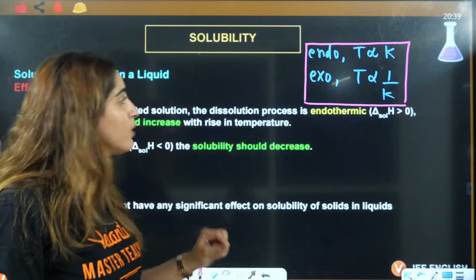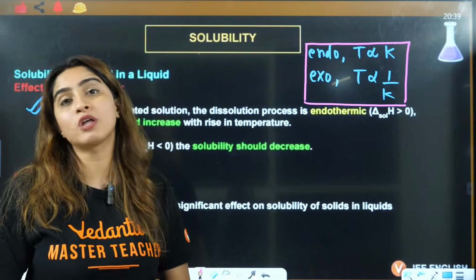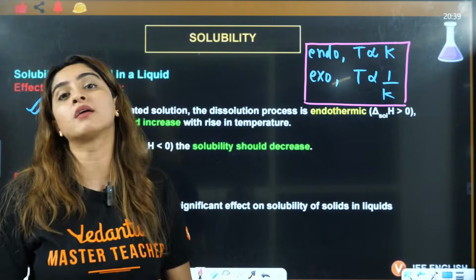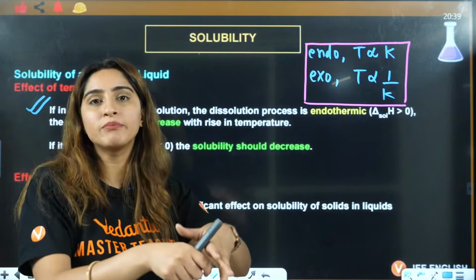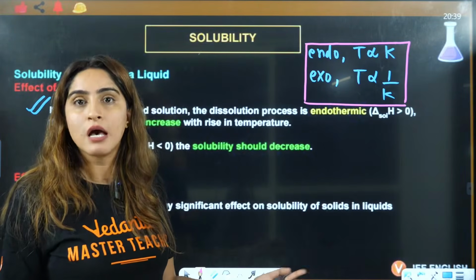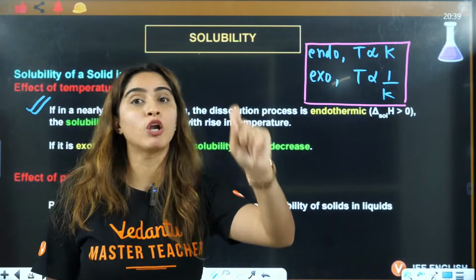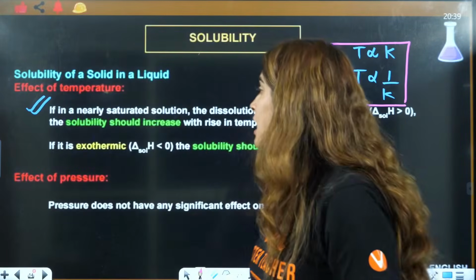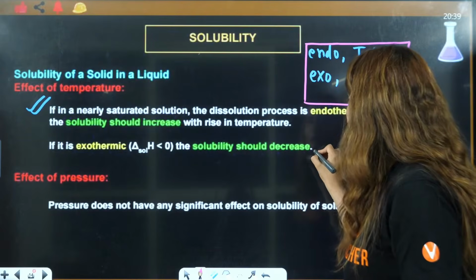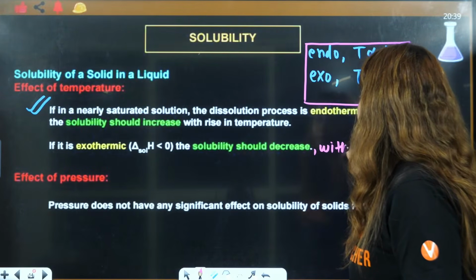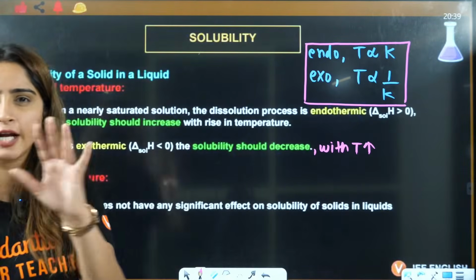Okay. Now let's talk about an exothermic reaction. If they give you any exothermic reaction where heat is being released, in that case, when you dissolve something and suddenly heat is being released, when you increase the temperature, solubility will decrease, right? So when you have an exothermic reaction, solubility will decrease with the increase in temperature. Is this thing clear to everybody?